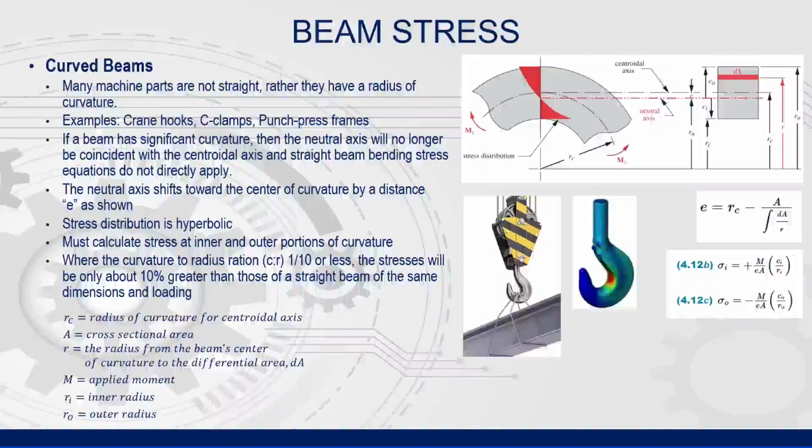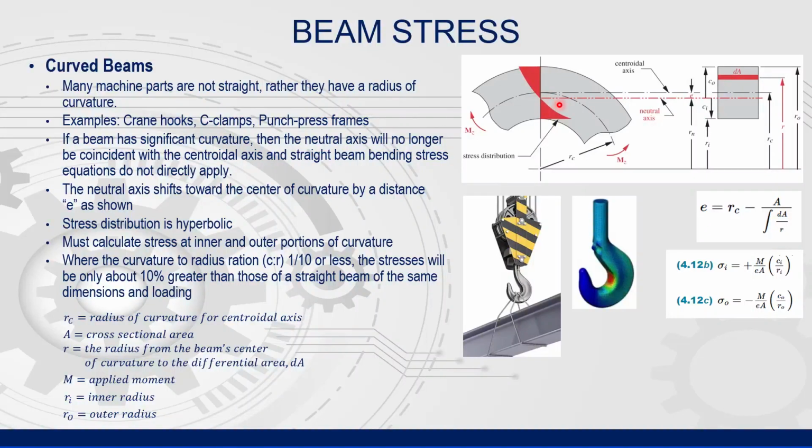Curved beams are quite a different matter and usually require more complex analysis. An example of a curved beam would be a lifting hook that connects to a load. Because of the curvature of the beam, the neutral axis and the centroidal axis are no longer coincident like they are for typical straight beams. Thus, this changes the resulting stress profile from the inside of the hook to the outside of the hook.